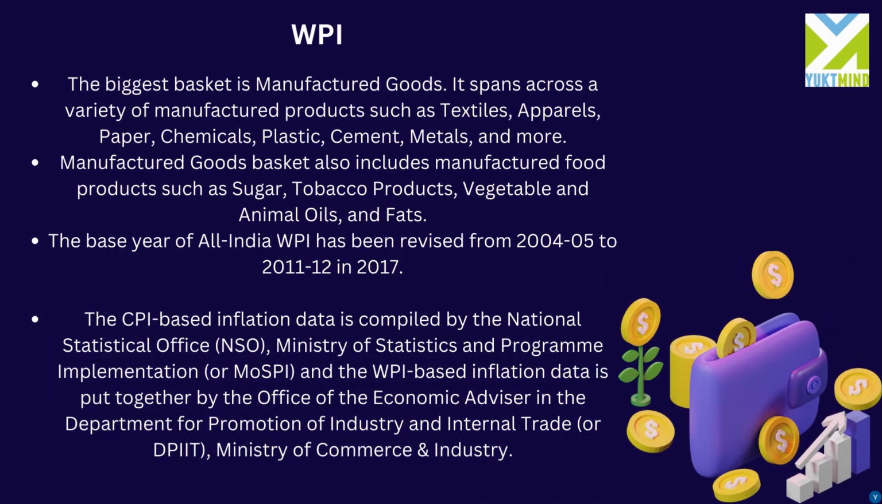Now, please remember the biggest component in WPI basket is manufactured goods. It spans across a variety of manufactured products such as textiles, apparels, paper, chemicals, plastics, cement, metals, and more. Manufactured goods basket also includes manufactured food products such as sugar, tobacco products, vegetable and animal oils, and fats. The base year of all India WPI has been revised from 2004-5 to 2011-12 in the year 2017.